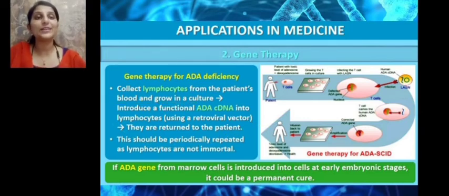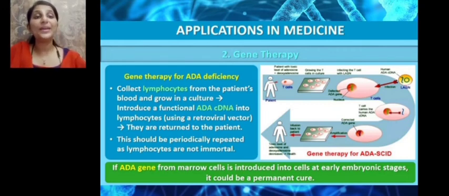Lymphocytes are collected from the patient's blood and grown in a culture, and a functional ADA-cDNA is introduced into them. What is a vector which helps the introduction of a gene into an animal cell? It is a retrovirus. So using a retrovirus as a vector, the specific gene which codes for the enzyme adenosine deaminase, that is ADA-cDNA, is introduced into the lymphocyte.